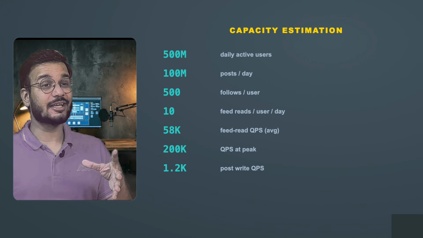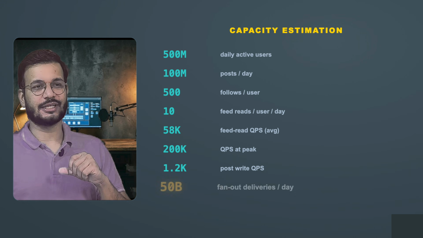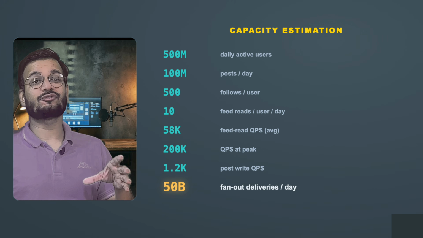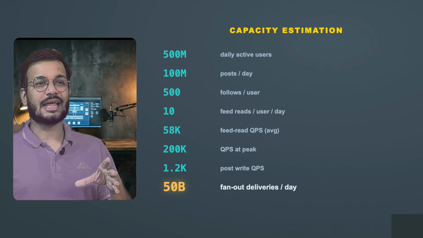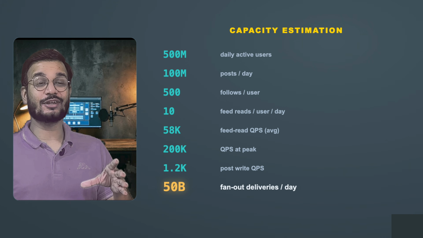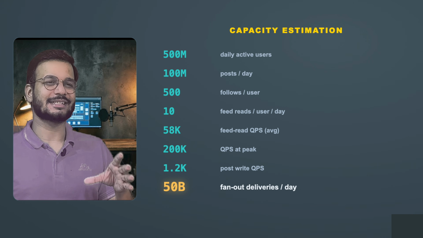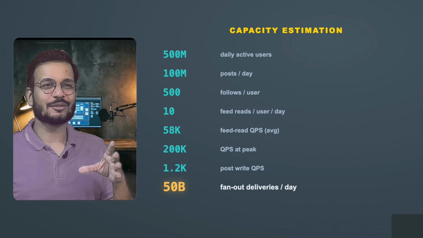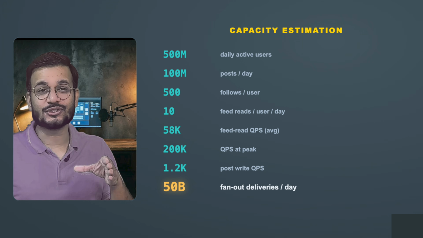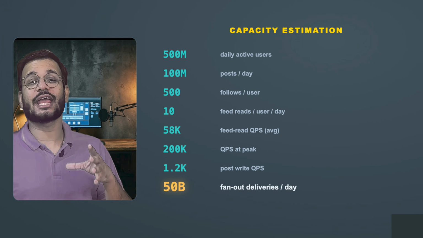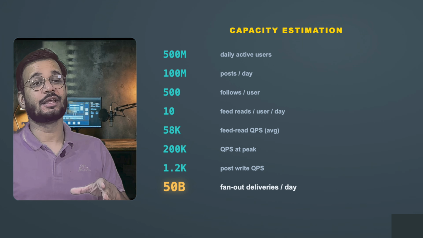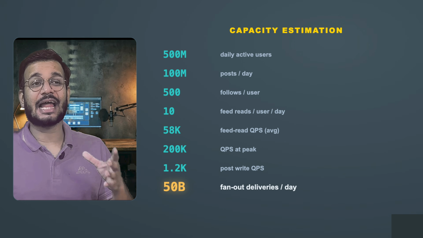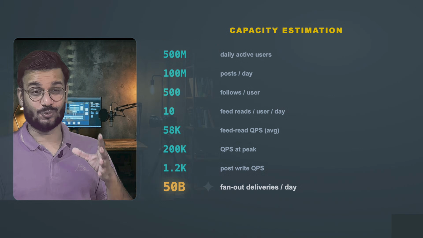Now here is the scary number, the fan-out deliveries per day. 100 million posts times 500 followers on average, that is 50 billion fan-out deliveries per day. Let that sink in. Every time someone publishes a post, the system needs to push that post to the feed of every person following them. 50 billion operations per day. That is why the news feed is very hard.